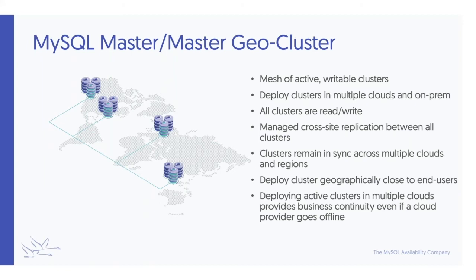If a particular cloud provider goes down and we are deployed in a second cloud provider, no problem. That second cloud provider still remains up. The cluster is still active. And when the first provider comes back online, we can resync up and bring those clusters back online.